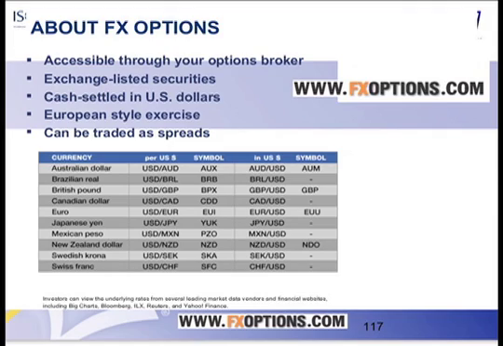Amazing phenomena that occurs in the options market. Everybody should understand it. But these options are exchange-listed securities. They're cash-settled in U.S. dollars, European exercise, and of course they can be traded as spreads. The symbols are right there. Whether you're trading Australian dollar, Brazilian real, British pound, Canadian dollar, euro, yen, Mexican peso, New Zealand dollar, Swedish krona, Swiss franc, all the information is at www.fxoptions.com.